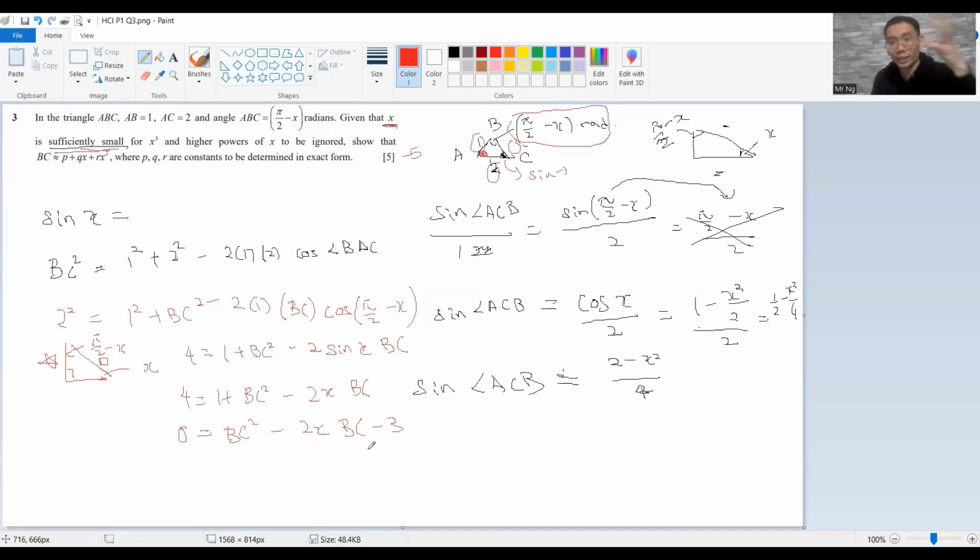Okay, so look here. The objective is to find BC. So this is a form that is very similar to a quadratic equation. So if you want to find BC using the quadratic formula, how do I know whether you can use it? Because there's an x here, right? Some of you guys may be wondering.